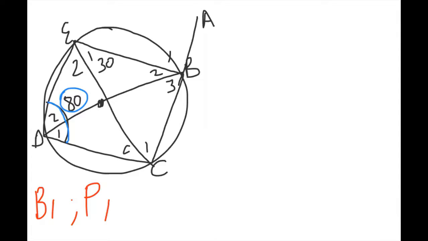Then we have E1 equals 30. And this point, that's the middle point, so that's what they give, the center of the circle. And they want B1 and P1. B1 is this angle over here. And they want P1.